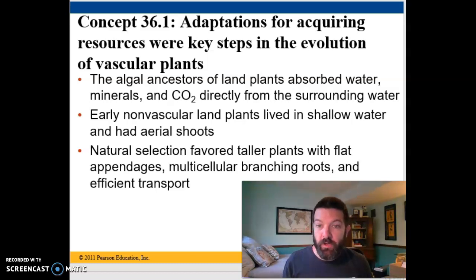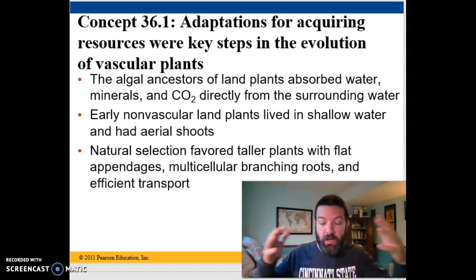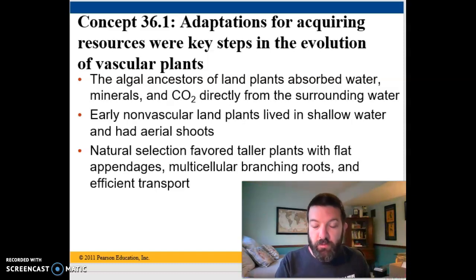And early plants were non-vascular, so they had to live in shallow water. They were very, very short. They may have had aerial roots so they could get CO2 and oxygen. And eventually, natural selection favored taller plants because they could shoot up and compete with their nearby plants for light. And that required having vessels to bring sugar down and water up, and also some more solid kinds of materials like cellulose, for instance, and lignin.